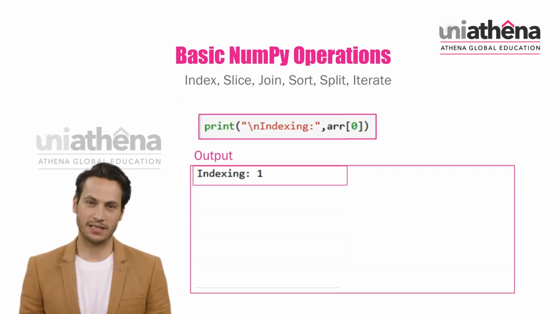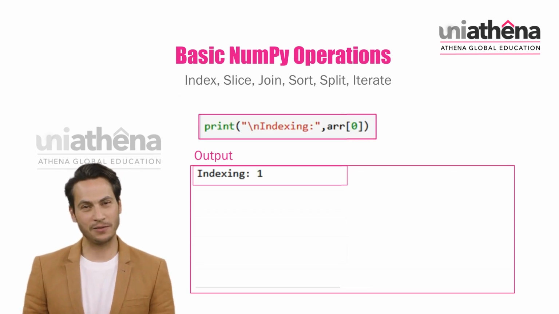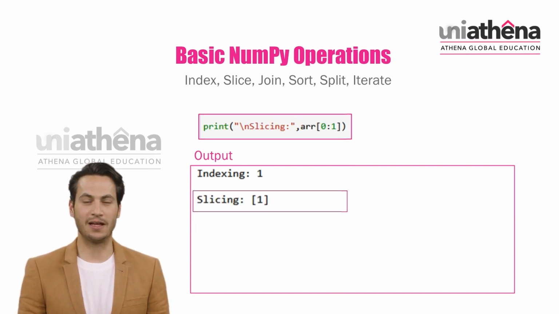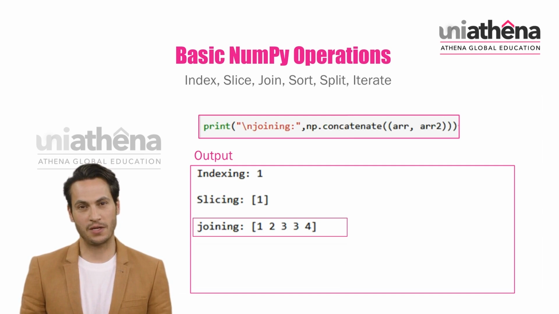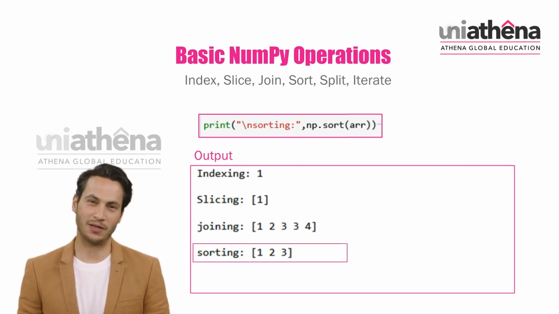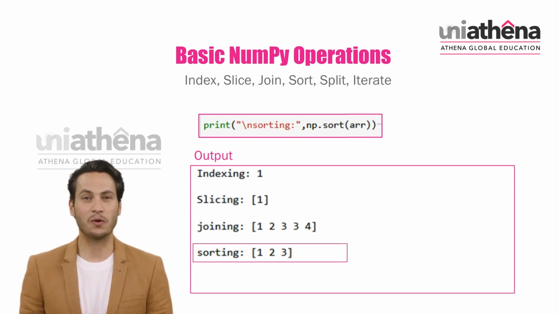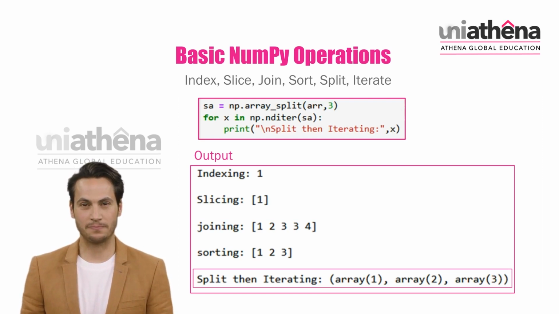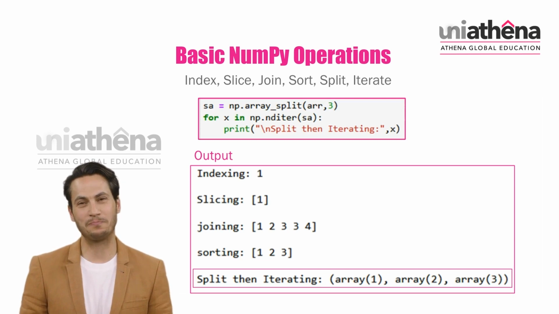Here you can see the indexing result. We have got the value of index 0. Next we have the sliced result with values from index 0 to 1. Here we have the result of the newly joined array. Sort function has returned the array in ascending order. And finally, here is the result of the split array, and we got this result by iterating. Keep practicing to understand more about all these commands.